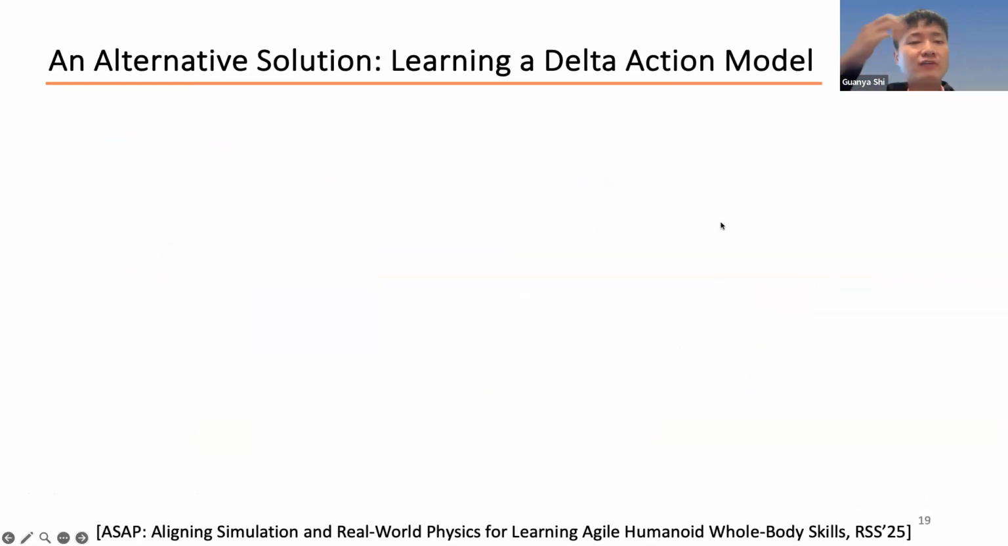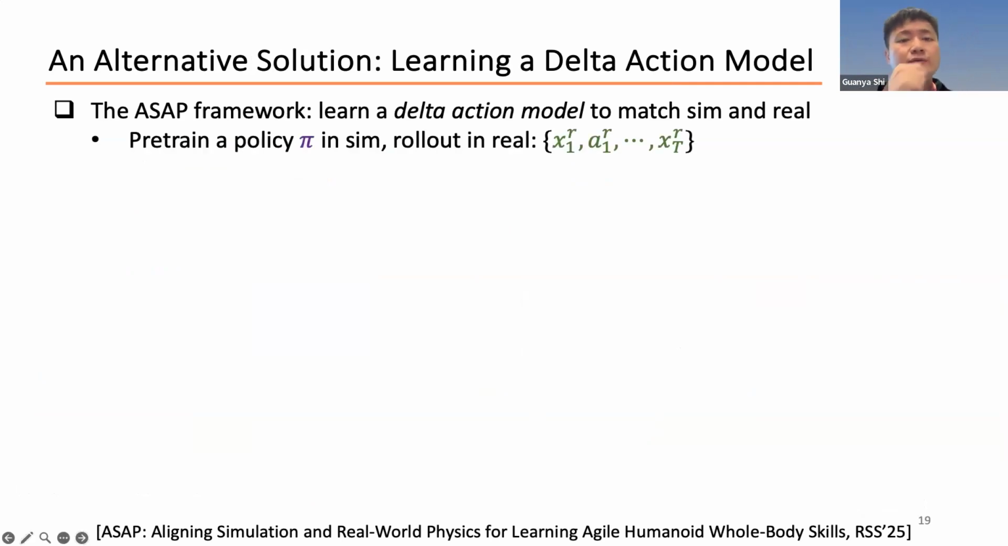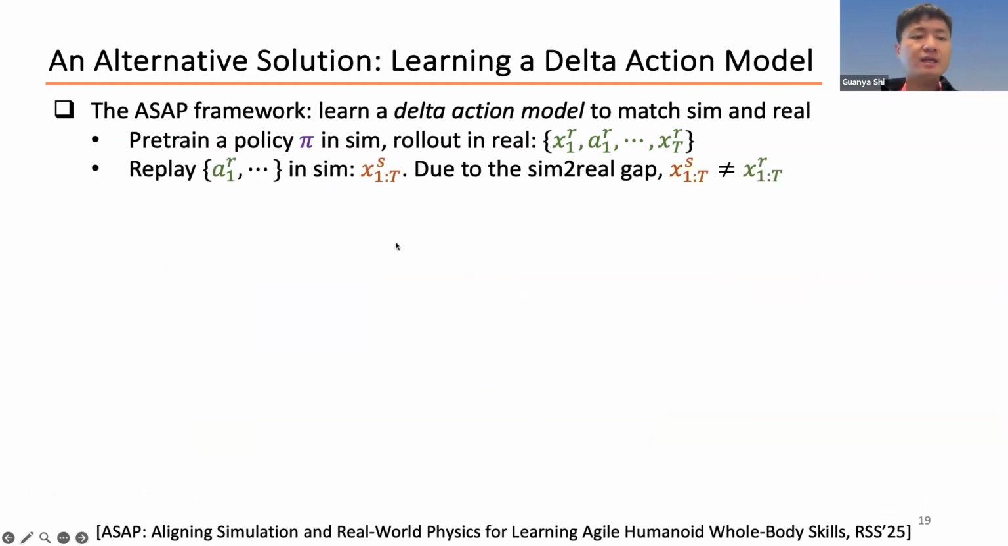So what we do is we offer an alternative solution: learning a delta action model, not learning a delta dynamics model. We call this framework ASAP, learning a delta action model to match Sim2Real. So what we do is the following. We pre-train a policy pi in simulation, and we roll out this policy in the real world. We get a state and action trajectory. The superscript R refers to the real world. And then we replay the action trajectory A^R in the simulation, and we get another trajectory X^S, right? The superscript S refers to simulation. Because we have a Sim2Real gap, the X^S will be different from X^R. Otherwise, your simulation is perfect.